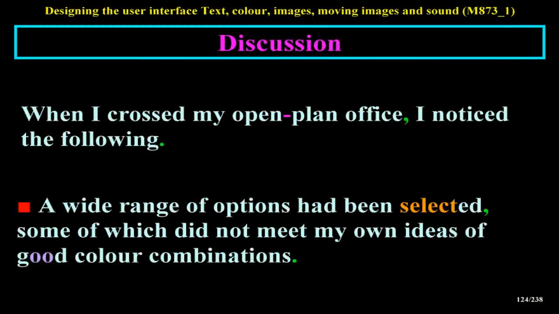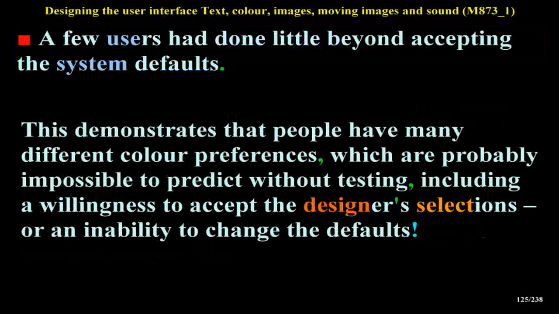Discussion. When I crossed my open plan office, I noticed the following. A wide range of options had been selected, some of which did not meet my own ideas of good color combinations. A few users had done little beyond accepting the system defaults. This demonstrates that people have many different color preferences, which are probably impossible to predict without testing, including a willingness to accept the designer's selections or an inability to change the defaults.